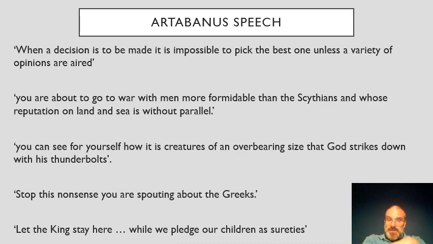Now, Artabanus is there to praise the Greeks. "You are about to go to war with men more formidable than the Scythians and whose reputation on land and sea is without parallel." So again, Xerxes is being warned by Artabanus that what Mardonius has been saying about how the Greeks are a joke is untrue. But Mardonius is pushing forward this idea because he wants to be governor, he's poor, he wants to be rich. It's all poor motivations. Artabanus is pushing forward the truth. He then goes on to say, "You can see yourself how it is creatures of an overbearing size that gods strike down with his thunderbolts."